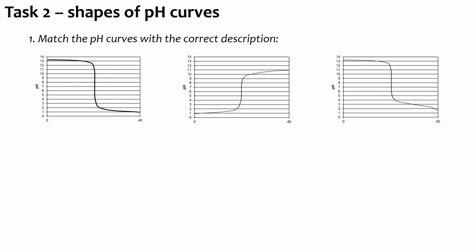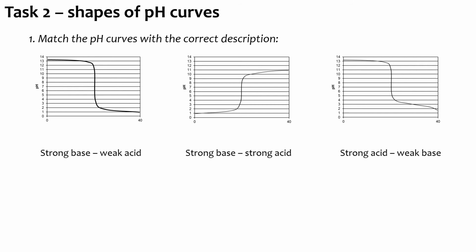So task 2, shapes of pH curve. Time for you to have a go. First task, match the pH curves with the correct description. So there are 3 pH curves, and is each one of them a strong base, weak acid, strong base, strong acid, or strong acid, weak base?